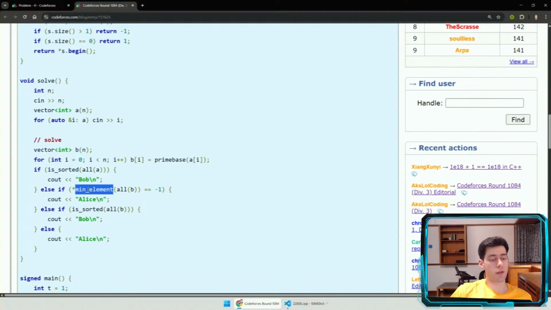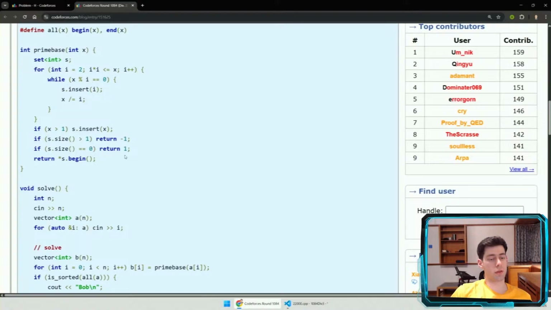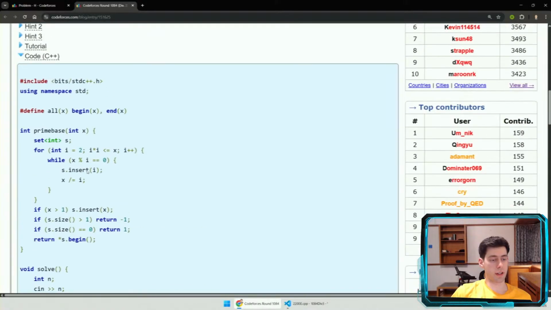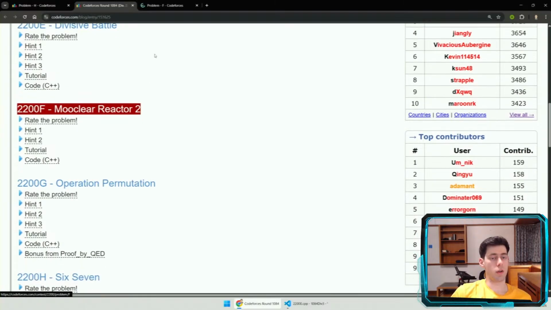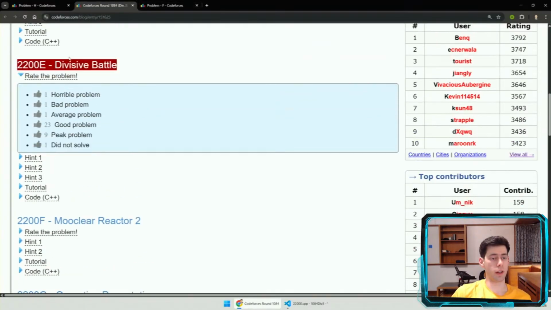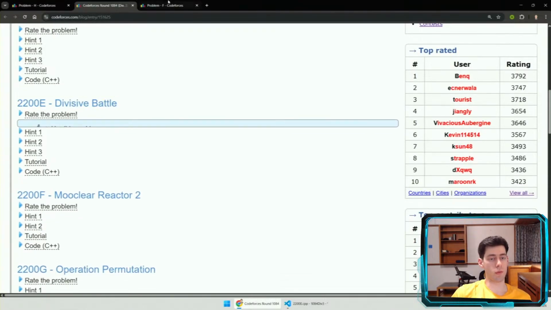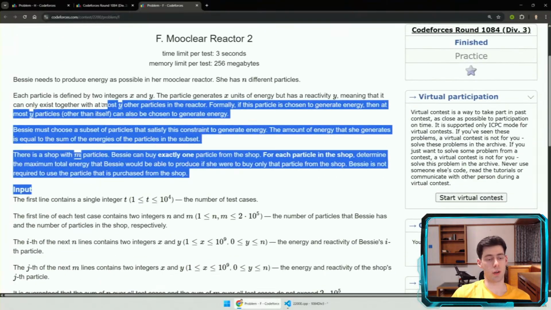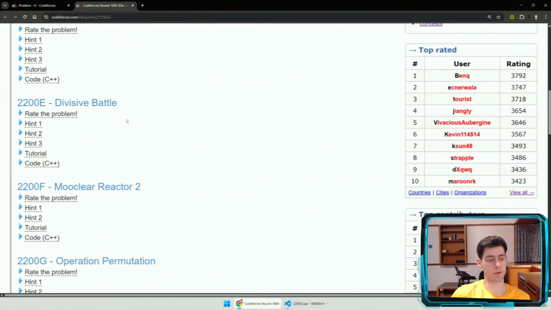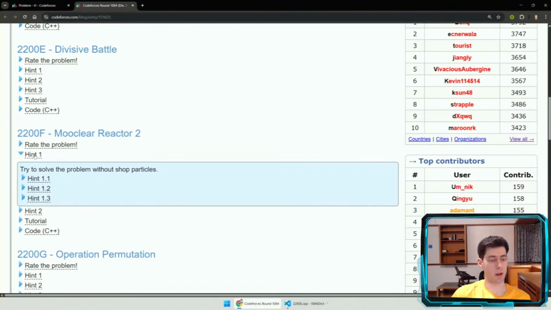If it is sorted, if min element. Oh, they've got this quite cleanly implemented, actually, quite nicely. Nuclear reactor. Wait, let me rate this problem. Div fast. Yeah, I thought it was good. Nuclear reactor. Yeah, got some particles. This was not that hard, but it was quite nice.